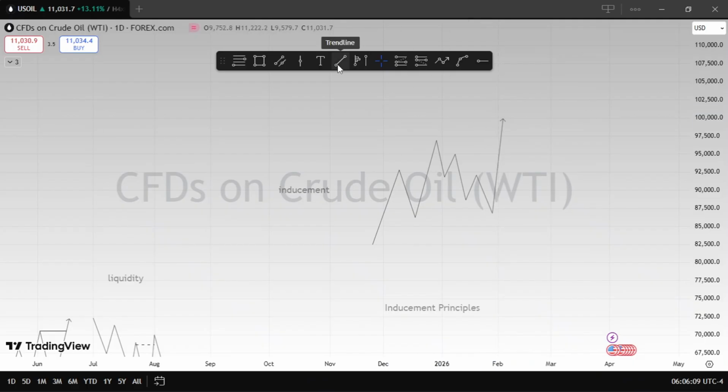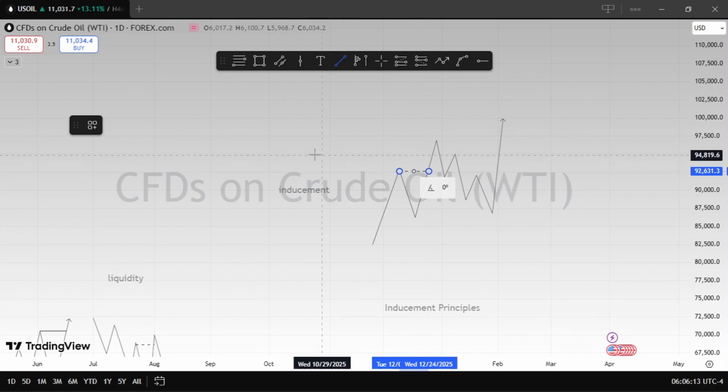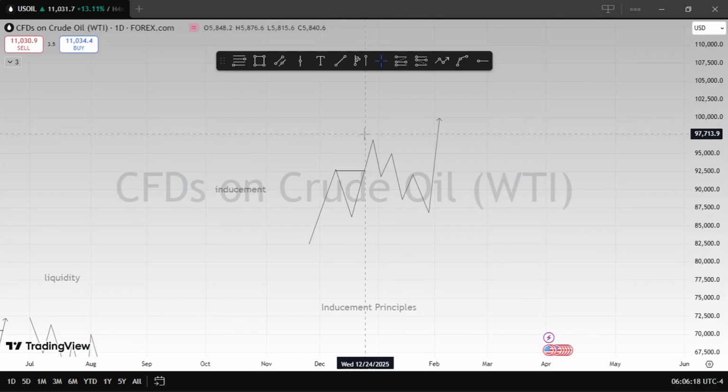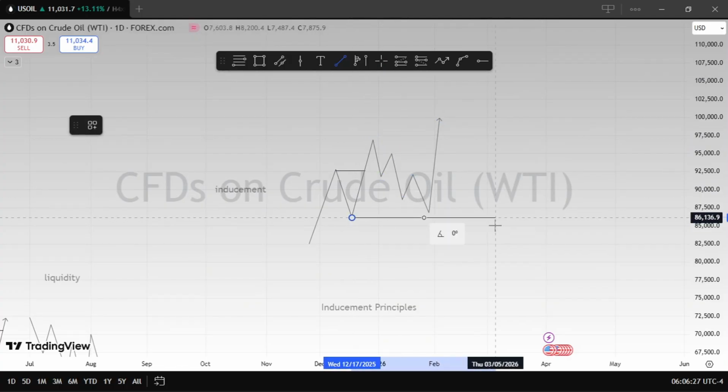So the first is price is in an uptrend. Yes, this is a break of structure. Price then takes out structural liquidity at this high, gives us a new high. This is the new low. So this is the price range.